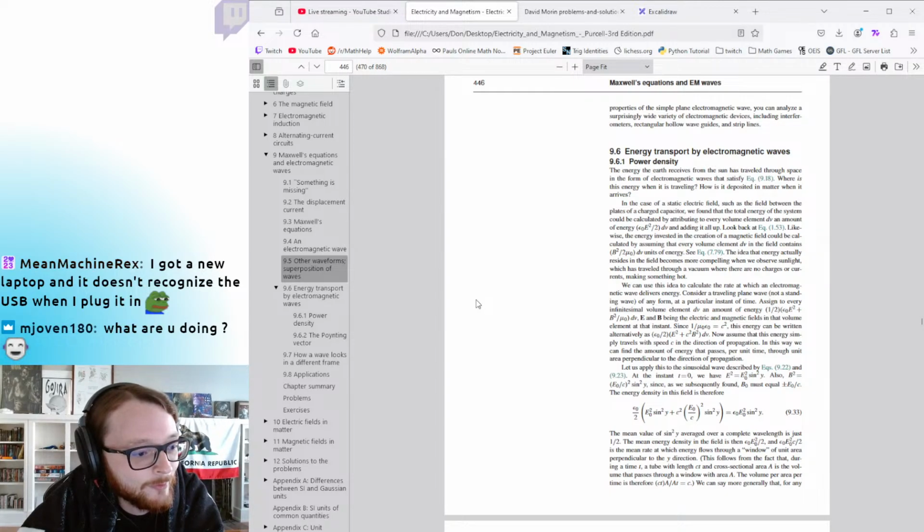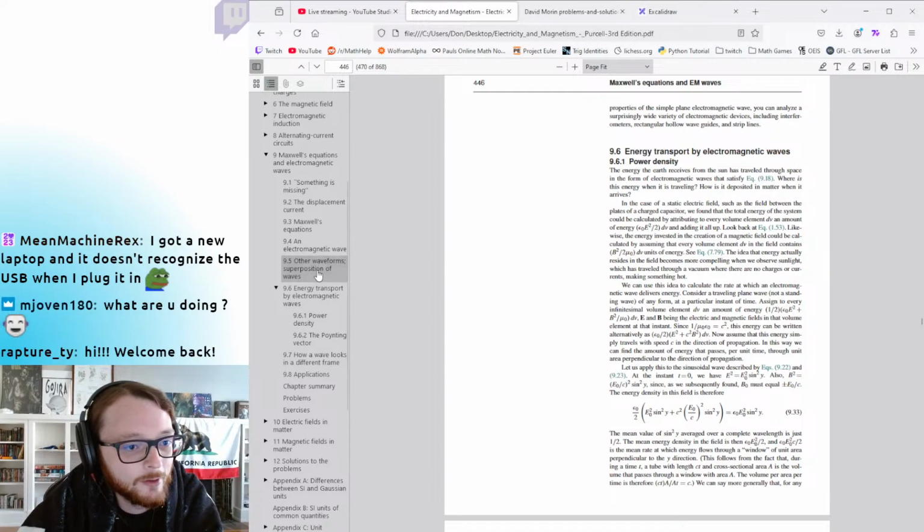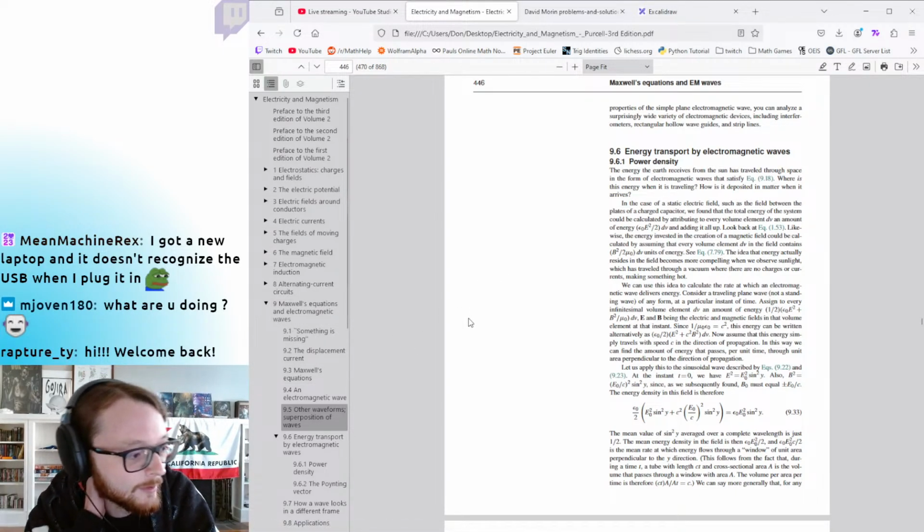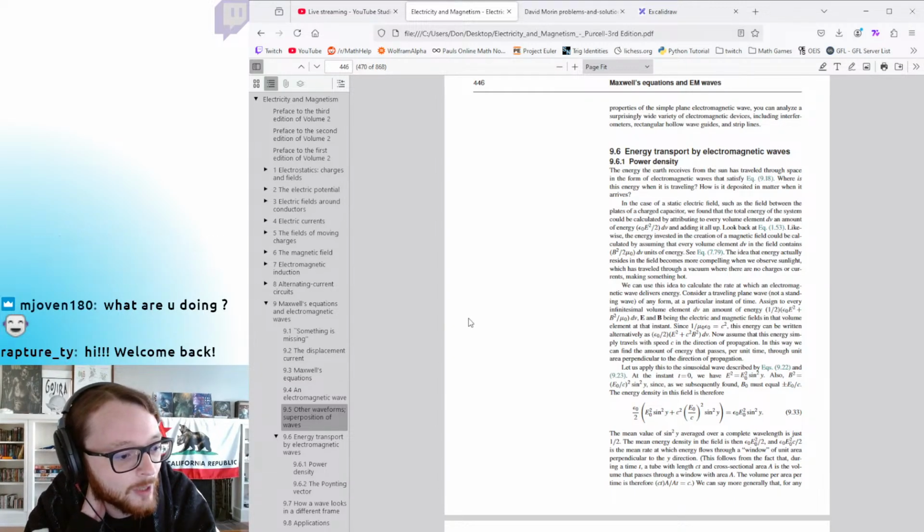Rex got a new laptop, doesn't work on USB plugin. Oh, that sucks. Joven, this is a reading group we've been doing on Saturdays for electricity and magnetism. We're really deep in this last chapter that we're going to do as the group, but we're working Maxwell equations right now. We're about to do some problem solving. Hey Jed, hope your Thanksgiving was good. Gobble gobble. And hey Rapture.